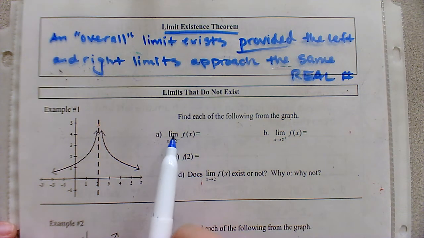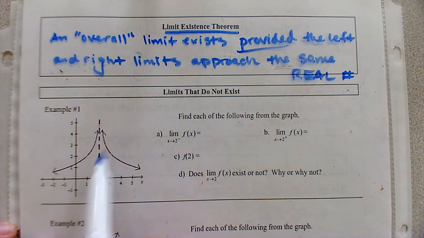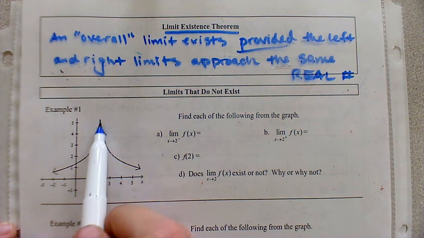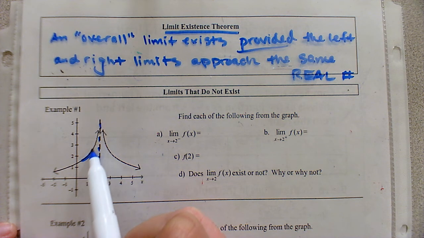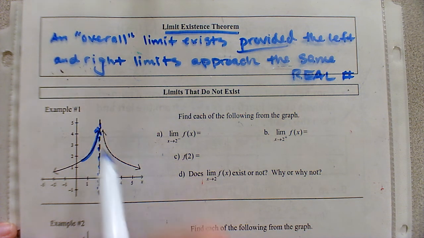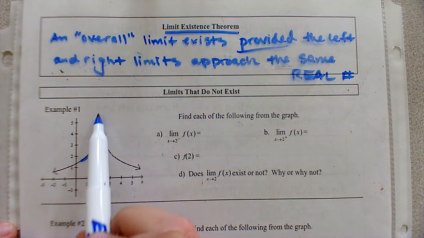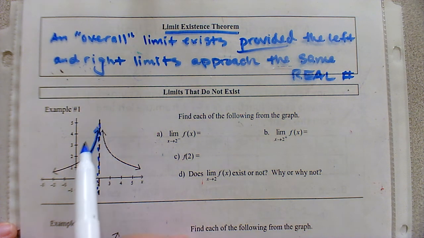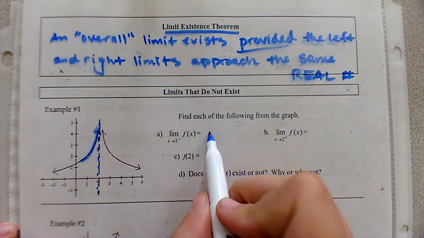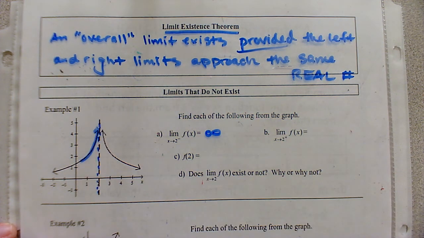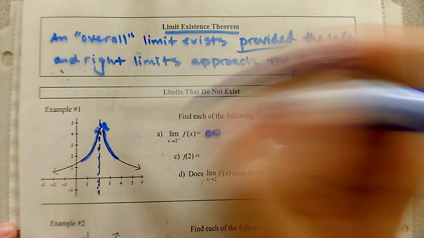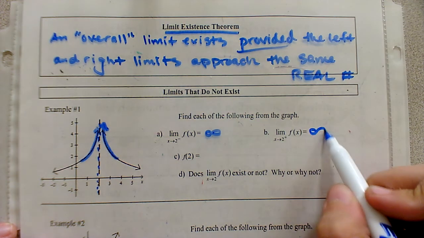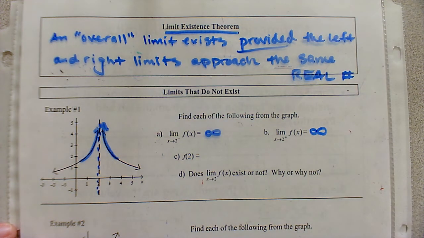So taking a look at our first one, we're going to evaluate the limit as x approaches 2 from the left. So let's first find the x value of 2, which happens to be this vertical asymptote, and if we were to approach that vertical asymptote from the left-hand side, notice how our graph continues upwards forever. So the y value that we would be approaching would be positive infinity. Similarly, if we look at the right side of 2 and trace our graph, it will go upwards forever, so that y value is also positive infinity.